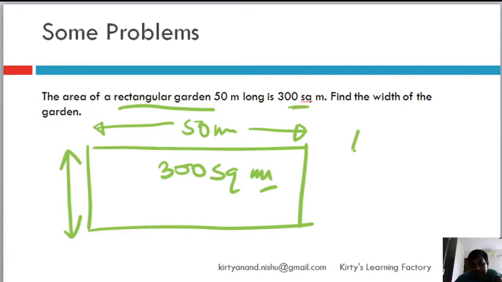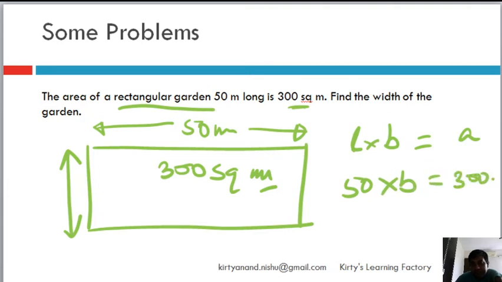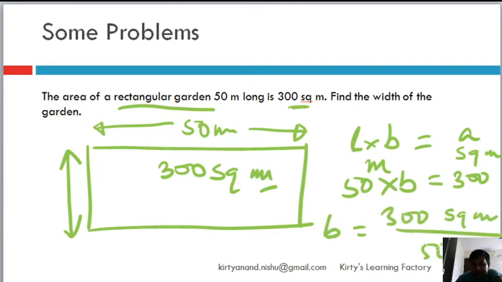Now we know that length into breadth equal to area. Length is 50. Breadth or width you don't know. Area is given as 300 square meter. Right here also as meter. So breadth will be what? 300 square meter divided by 50 meter. Right? We will bring 50 to the other side of the equal sign. Here the operation is multiplication, so when it comes here it will be division. So numbers will divide, it will become 6.